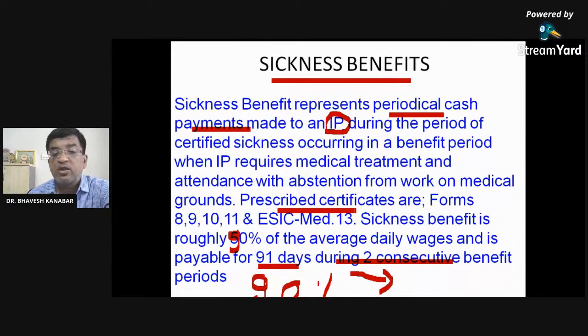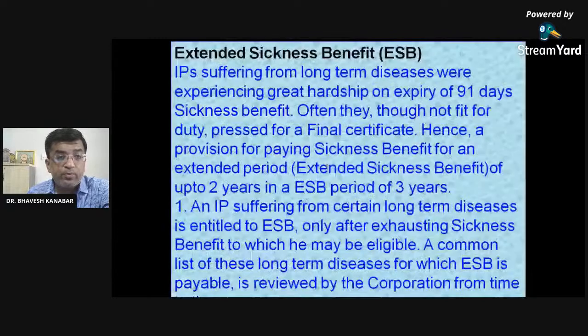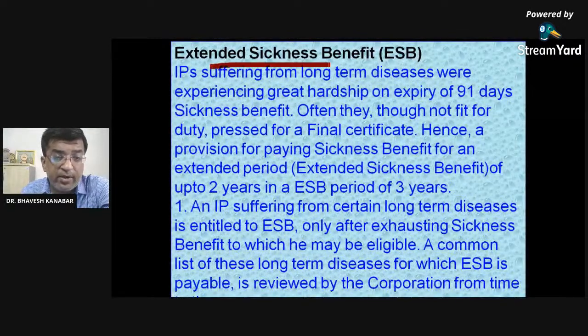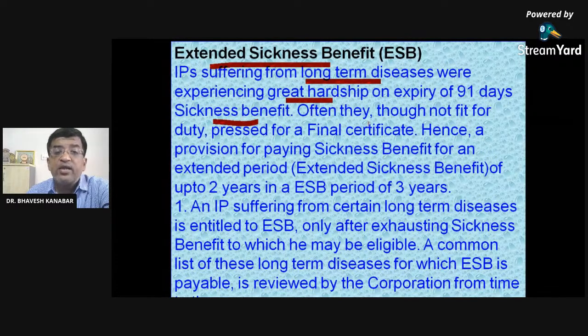It requires the prescribed certificate from the physician. Then extended sickness benefit, right? Extended sickness benefit is for an insured person suffering from a long-term disease. If they are experiencing hardship on expiry of the 91 days, the sickness benefit is extended. Hence, there is a provision for paying the sickness benefit for an extended period of 2 years. Remember, simple sickness benefit is provided for 91 days, but it can be extended for 2 years in case of a long-term disease, right?